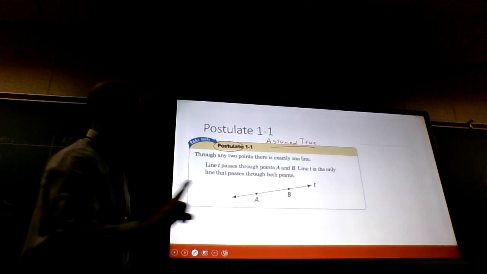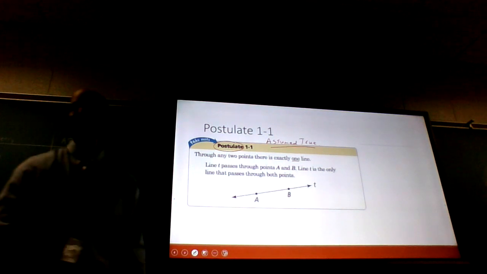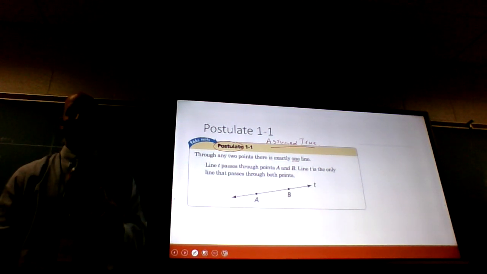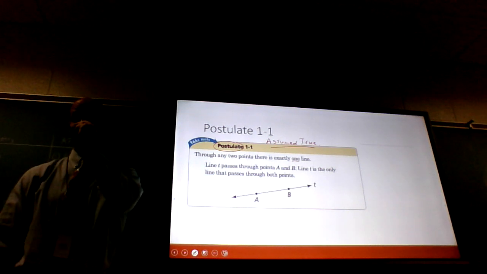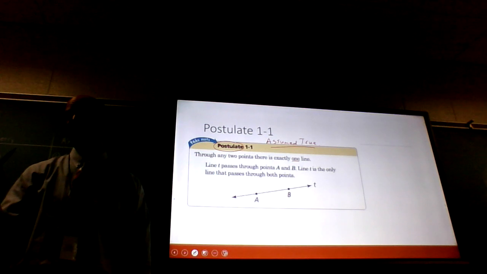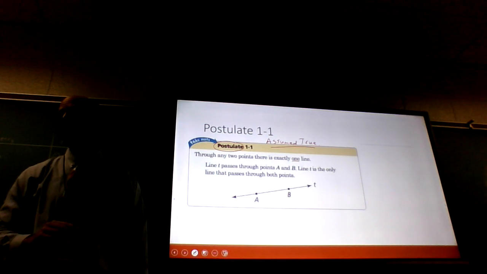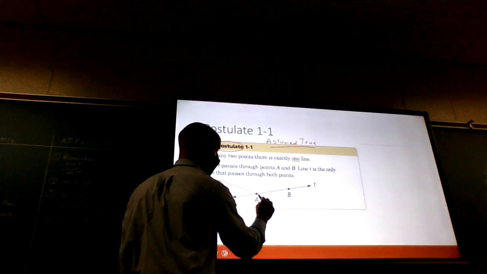Okay. In other words, what I'm saying is this is the important word here. One line. Through 2 points, there's exactly one line. In other words, that line is unique. Now, can we name that line in different ways? Yes. But there's only one line, AB in this case. Does that make sense? You can't have some other line that does something like this.